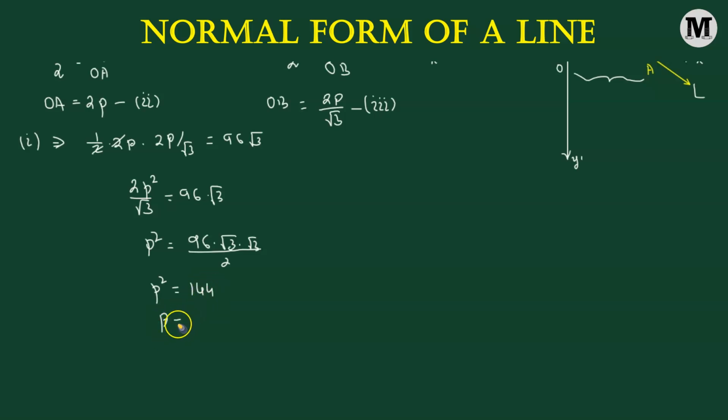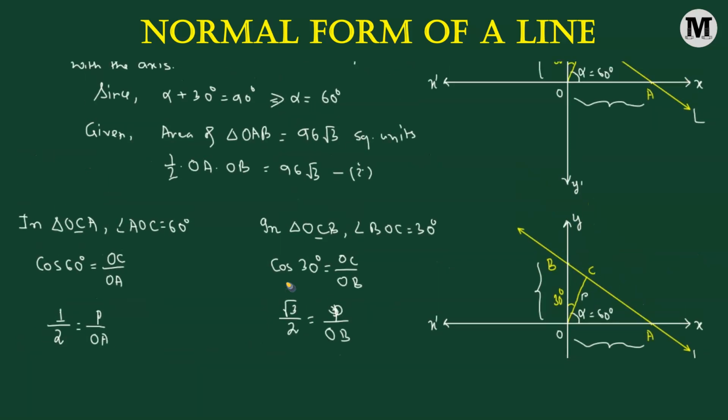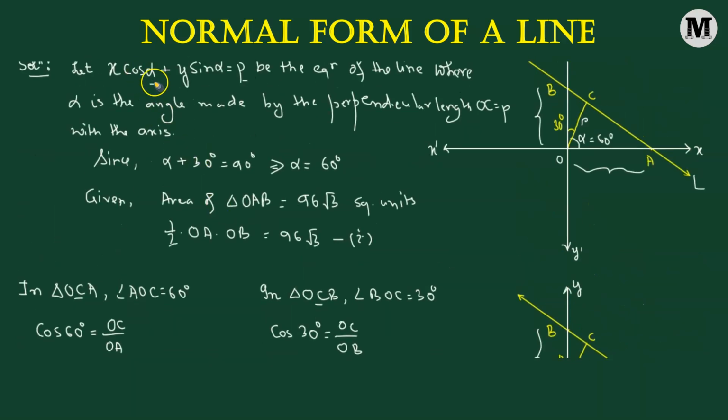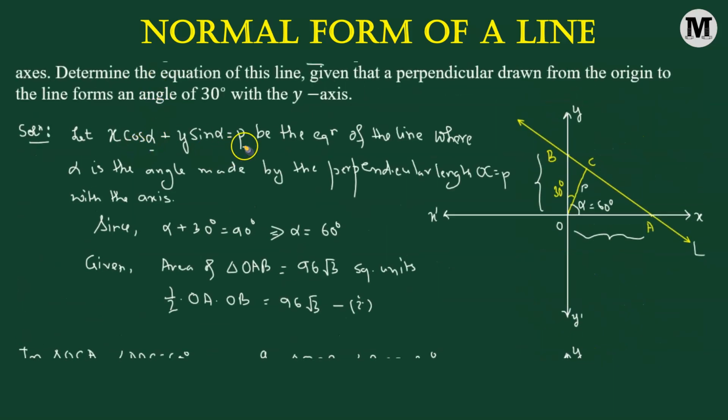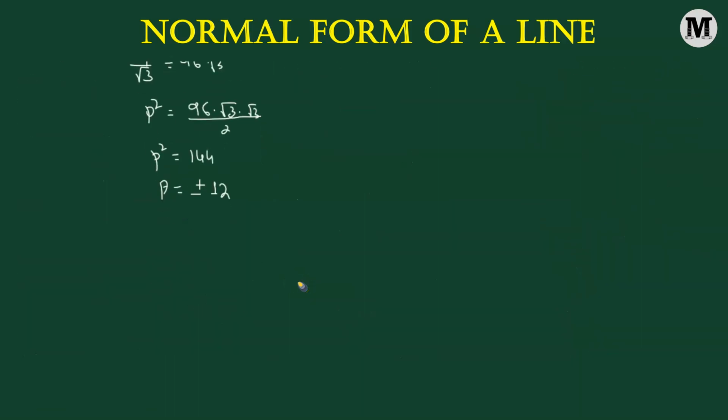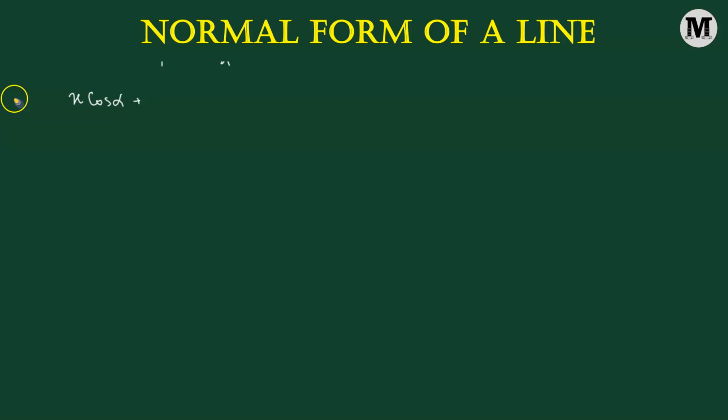So p squared equals 144. Let's take the square root on both sides, so we get plus or minus 12. We have successfully obtained the value of p as well. Now we are going to substitute this back into our equation x cosine alpha plus y sine alpha equals p, where alpha corresponds to 60 degrees and p is 12, the perpendicular length.